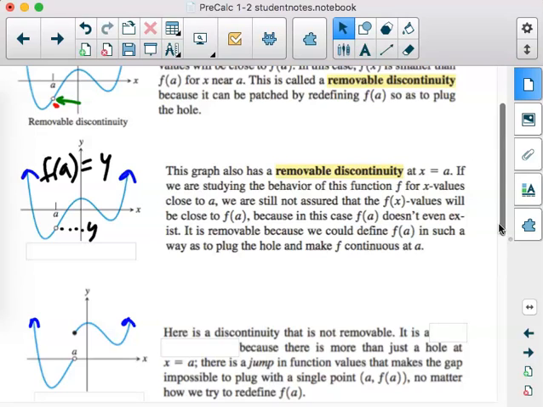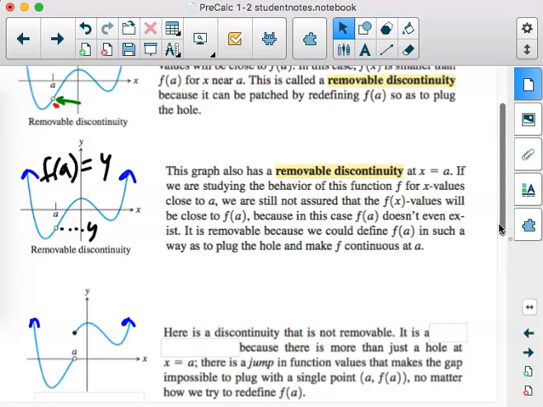If we're studying the behavior of this function f for x values close to a, we are still not assured that the f of x values will be close to f of a. No, we don't even know where it went. There wasn't anything there for us. It's just a hole. And when you graph these, whether it's on homework or a test, you need to exaggerate that donut hole so that I can see that, yes, you knew that that point was not included on this graph. So in this case, f of a doesn't even exist. It's not there. It is removable because we could redefine it, like I did right up there, to plug the hole and make it continuous.